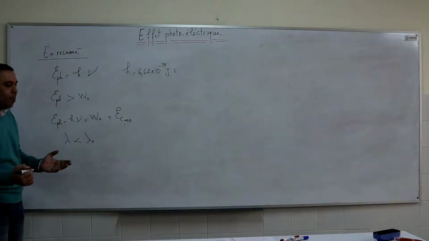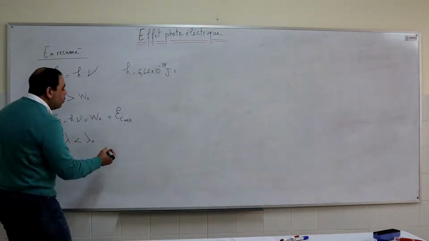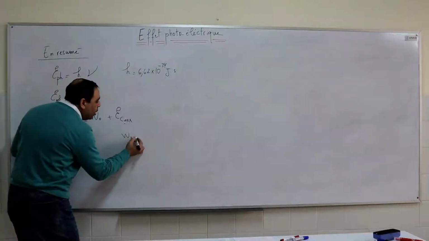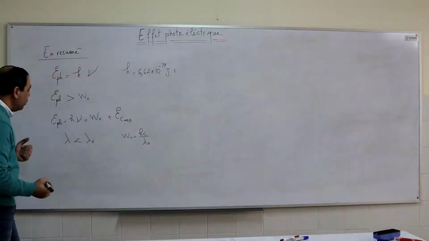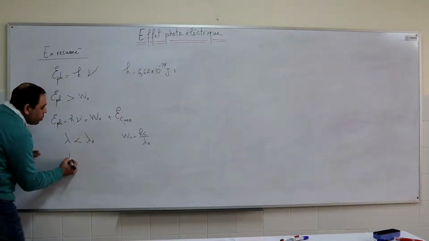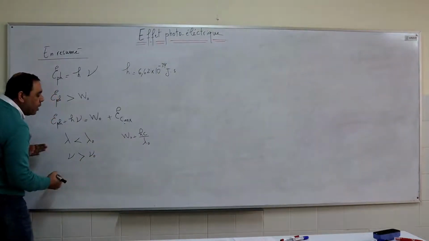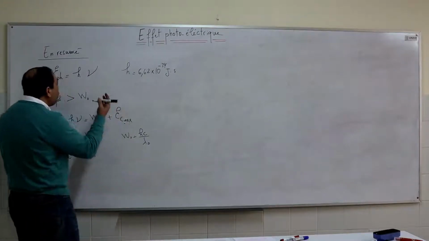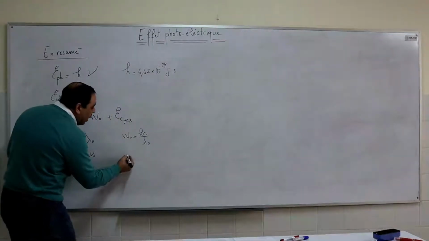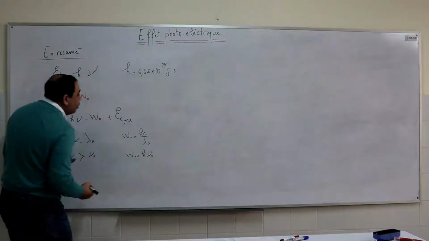Lambda 0 can be calculated by the formula W0 equals hc over lambda 0, or the frequency of radiation should be greater than the threshold frequency. That is also a characteristic of the metal, where its value can be found by using W0 equals h nu 0.